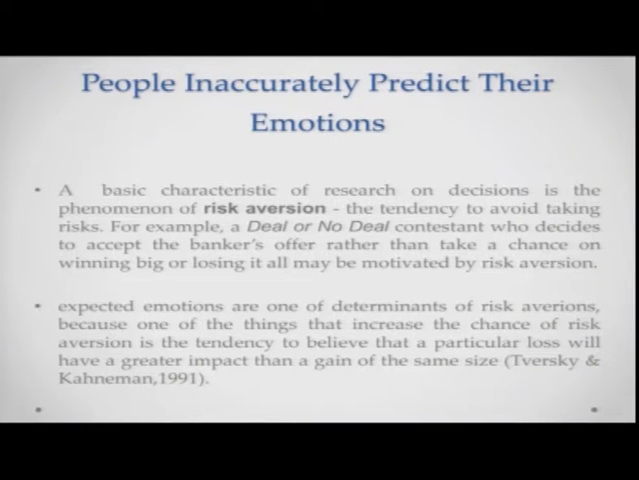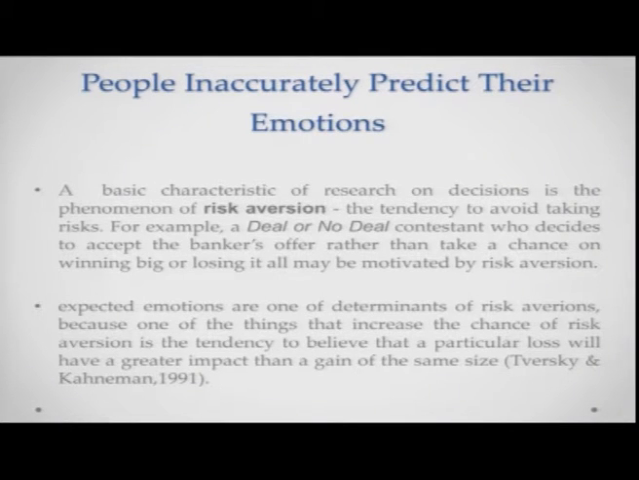One of the factors is that people sometimes inaccurately predict their emotions. A basic characteristic of research on decisions shows that there is a phenomenon called risk aversion, and the risk aversion phenomenon is the tendency to avoid taking risks. For example, a Deal or No Deal contestant who decides to accept the banker's offer rather than take a chance on winning big or losing it all may be motivated by risk aversion. You don't want to lose everything that you have, so you want to avoid the risk and you just accept the bank's offer and close the play.